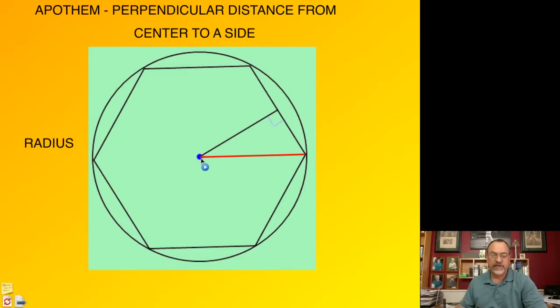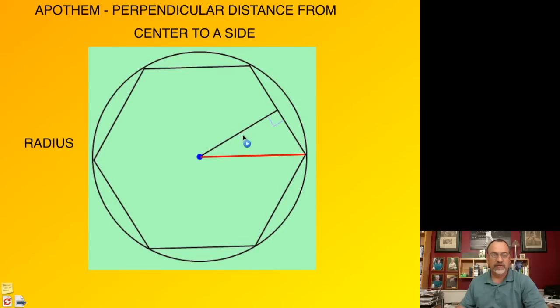Now notice that is different than a radius. A radius goes to the vertex, an apothem goes perpendicular to a side. Radius to the vertex, apothem perpendicular to the side. So we just want to keep those two different lengths in mind. Our formula is going to be concerned with one of these specifically, not the other. However, one is going to help us determine the other in a lot of cases.